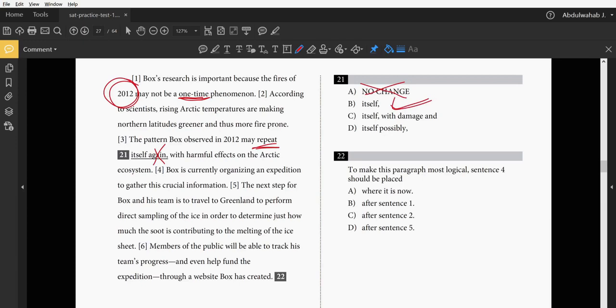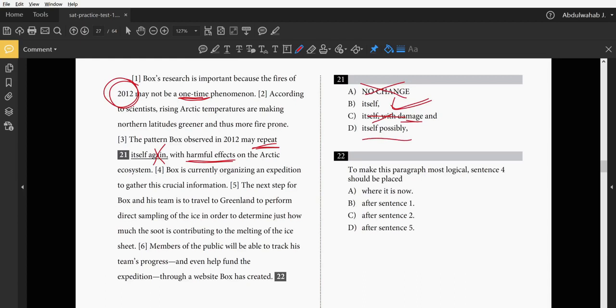So "itself with damage and harmful effects," where harmful effects are damage. By saying the words damage and harmful effects, I'm just speaking more. I'm adding more words. I don't want to add more words. I want to take away words and keep the meaning, of course. So "may repeat itself possibly."